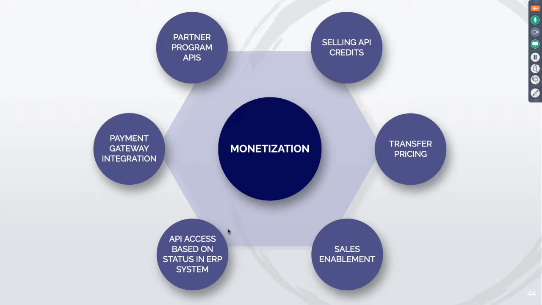tracking of API usage for internal developer portals and internal APIs, so that you can do transfer pricing between different departments in different countries. Could be about sales enablement or partner programs and integration with ERP systems to help track what partners should have access to what API and things like that.